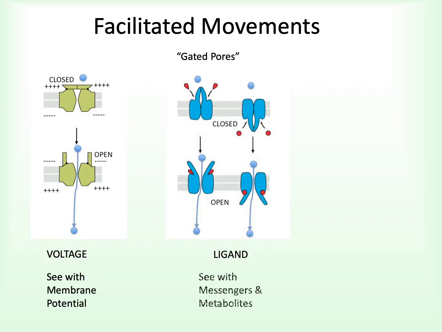The second type of gated pore is the ligand gated pore. The ligand gated pore is going to undergo what's referred to as a conformational change when a messenger protein or a metabolite, a hormone, a neurotransmitter, or some sort of chemical sits into the protein itself, and that causes the protein to do a change in its shape. The change in its shape will then go about opening the channel to allow for the materials to move across.